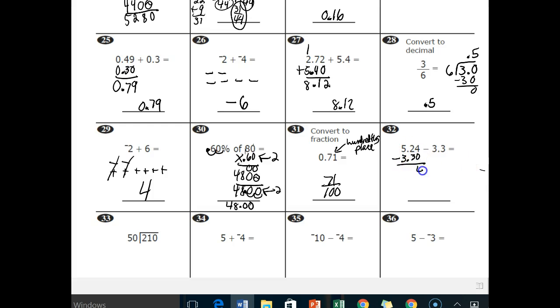4 minus 0 is 4. Can't do 2 minus 3, got to borrow. So 12 minus 3 is 9. 4 minus 3 is 1. 1.94.